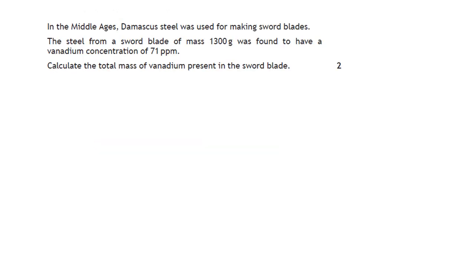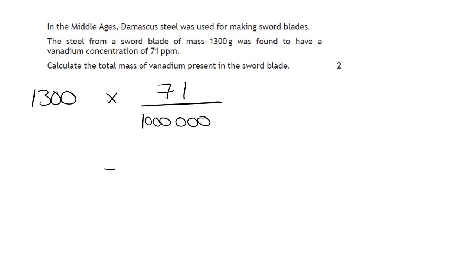So in this final question, it is just another case of using parts per million. This question, even though it's worth 2 marks, is actually one of the easiest questions you could get asked. You're told that a sword has a mass of 1,300 grams and that the vanadium concentration is 71 ppm. How much vanadium is that? Well, all you need to do is take your 1,300 grams and multiply it by 71 divided by a million. And that is all there is to it. So 1,300 multiplied by 71 and divided by a million is 0.0923 grams, which is going to be the same as 92 milligrams.